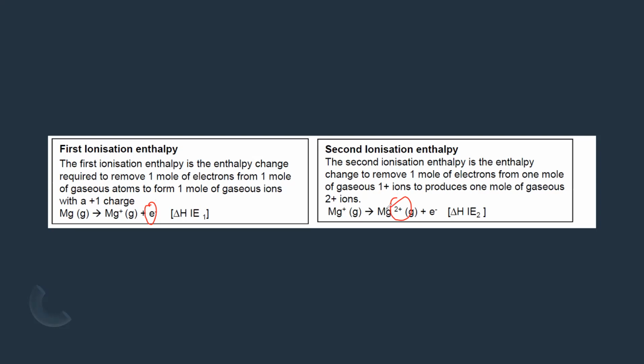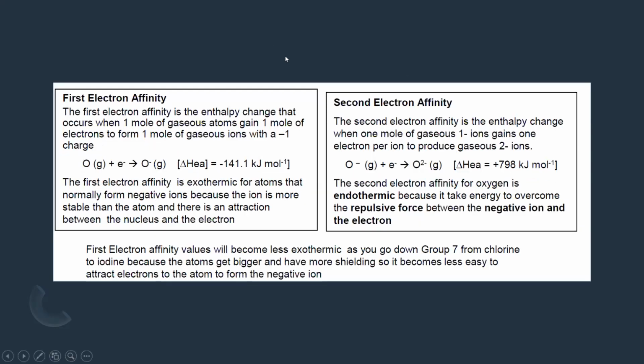And it is always endothermic because you have to supply energy to remove an electron. Then electron affinity means when an electron is added to an atom. The first electron affinity is exothermic because it happens by itself, but the second electron affinity is endothermic. What is the reason why the first is exo but the second is endo?